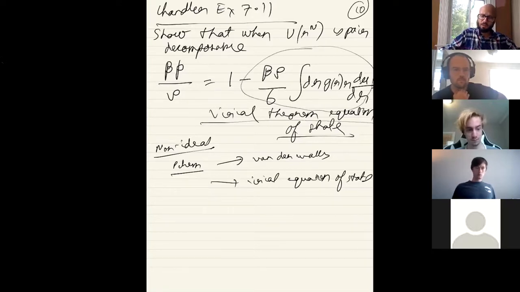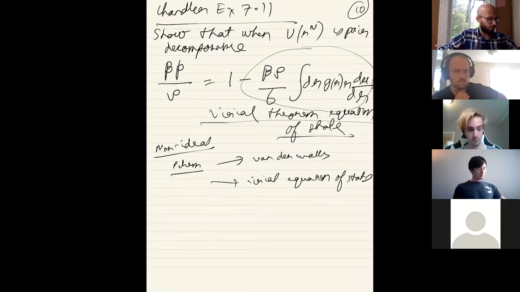And you can see how it has all the nice properties. Density goes to 0, this term disappears, and you have beta p by rho is equal to 1, the ideal equation. U is a constant, du by dr goes to 0. Again, you recover the ideal gas equation. So it reduces to all these things.